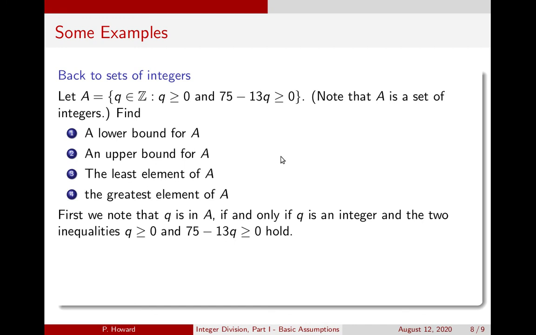Okay, so just a reiteration of how the set builder notation that I've used here in the description of A works. So what are the criteria for a number q to be in the set capital A? It has to be an integer, and it has to satisfy the two inequalities following the colon. q greater than or equal to 0, and 75 minus 13q greater than or equal to 0.